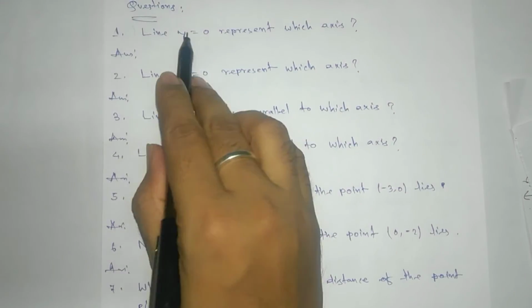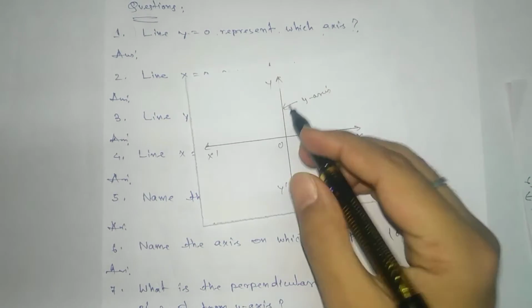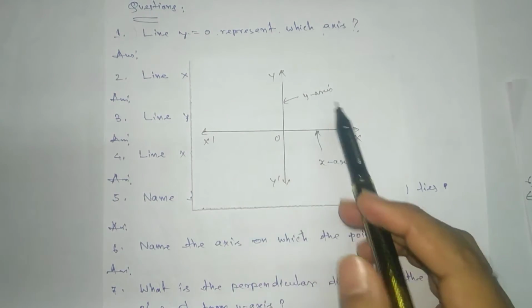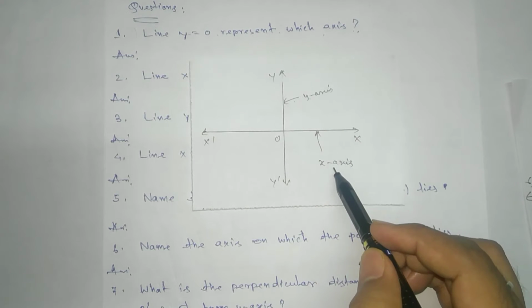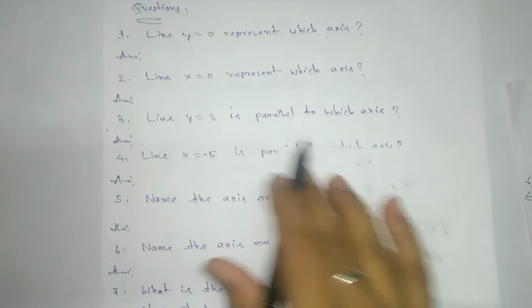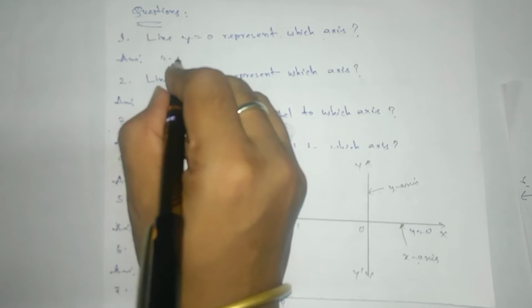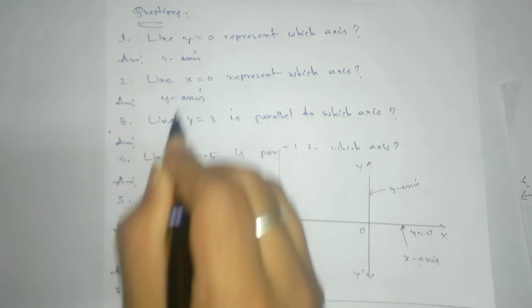Next question. The line y equals 0 represents which axis? Right now I have told you. This is the y-axis, this is the x-axis, and here y equals 0. That means your answer for this one is the x-axis, and for x equals 0 it is the y-axis.